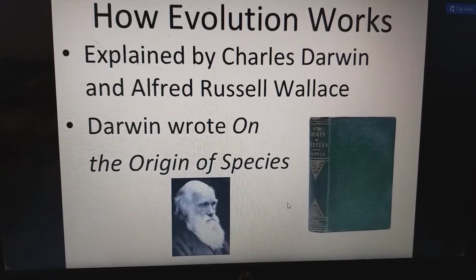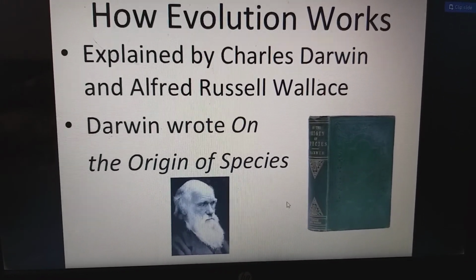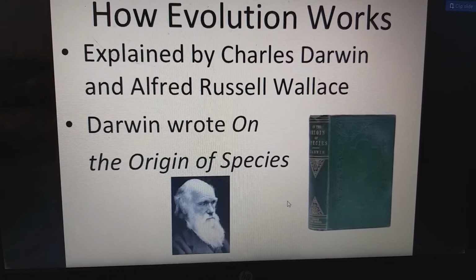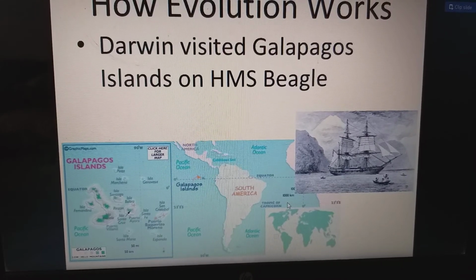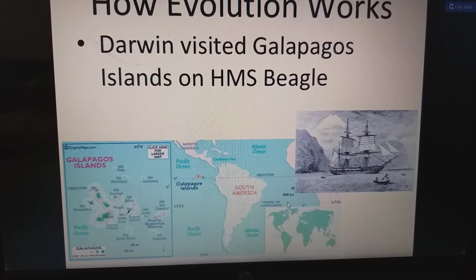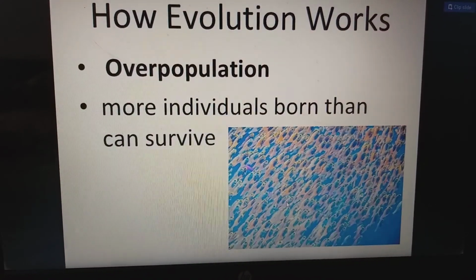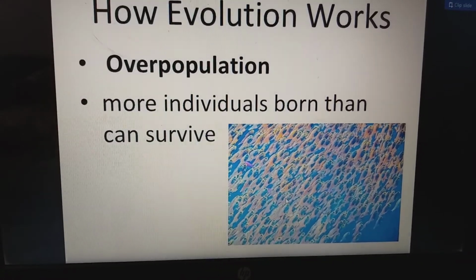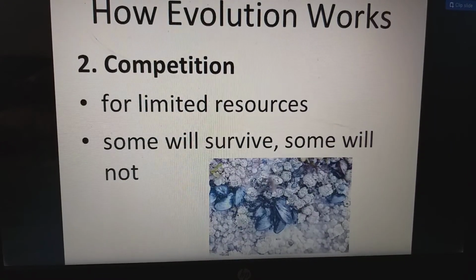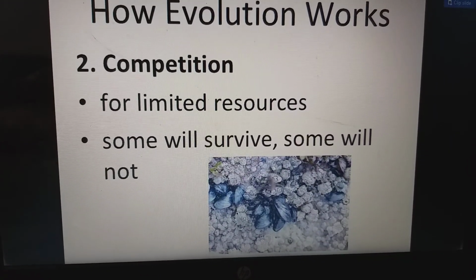How does evolution work? It was explained by Charles Darwin and Alfred Russel Wallace. Darwin wrote On the Origin of Species. To understand how evolution works, Darwin visited the Galapagos Islands on HMS Beagle, the ship on which he went to the Galapagos Islands. First, overpopulation: more individuals are born than can survive. Second, competition. For limited resources, some will survive and some will not.